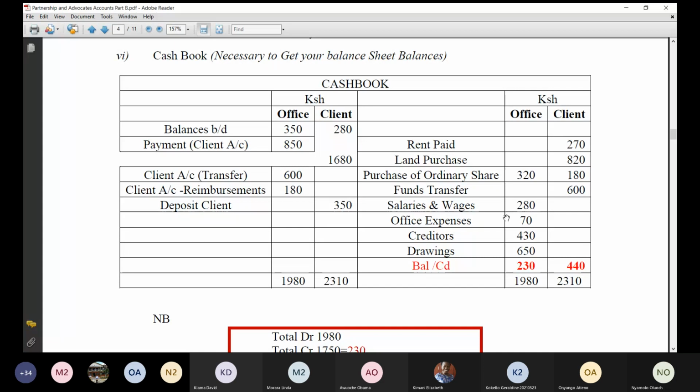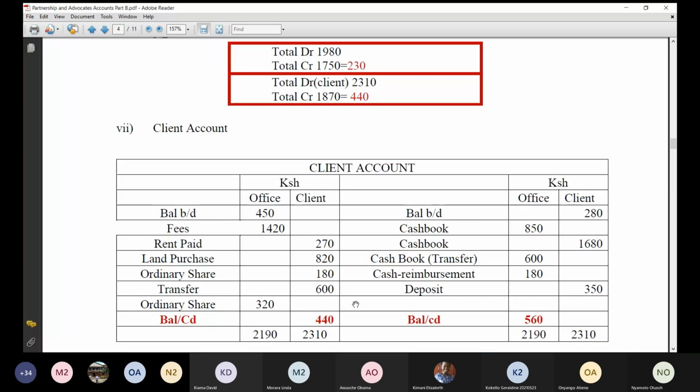The deposit that the lawyers would give you, a client may have given you money. For this particular client, we owe him 180,000. And that is why in our cash book, we have indicated, or rather, let me start from the client account. We owe him 180.